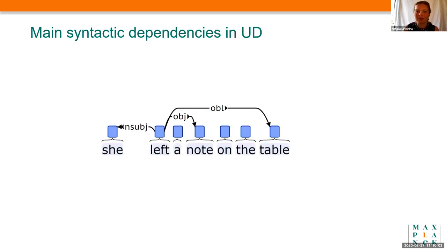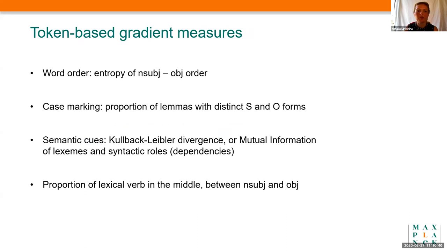You probably all know already about the Universal Dependencies annotation. It's based on dependency grammar, and so there's a root. Usually it's the verb, and this verb has dependencies, for example, the subject and the object. Like here, a node depends on the object. So these are core arguments, and there are also obliques and others, but I'm not looking at those here. So now, what did I do with these corpora?